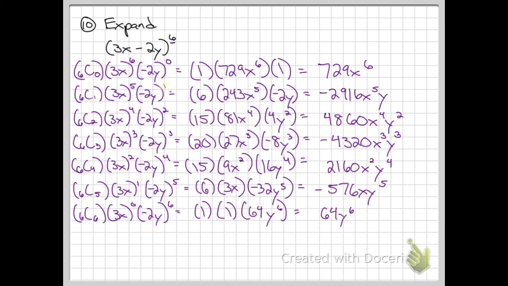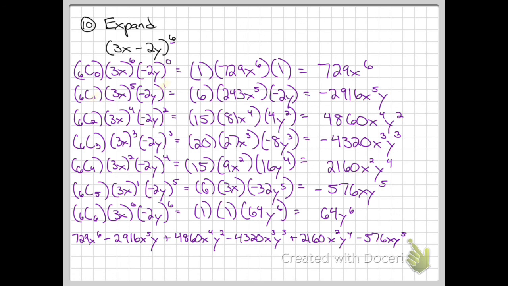Notice they alternate: positive, negative, positive, negative. Also notice the x's exponent is counting down, and the y exponent is counting up. And then my final answer, which has to be written really small to fit here, is 729x to the 6th minus 2,916x to the 5th y plus 4,860x to the 4th y squared minus 4,320x cubed y cubed plus 2,160x squared y to the 4th minus 576xy to the 5th plus 64y to the 6th.